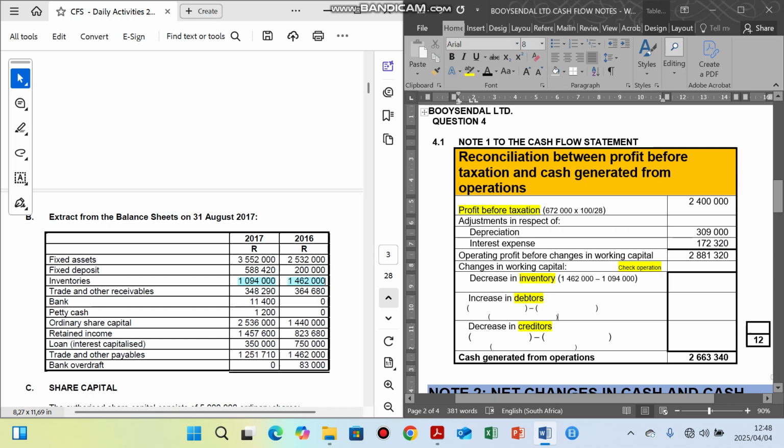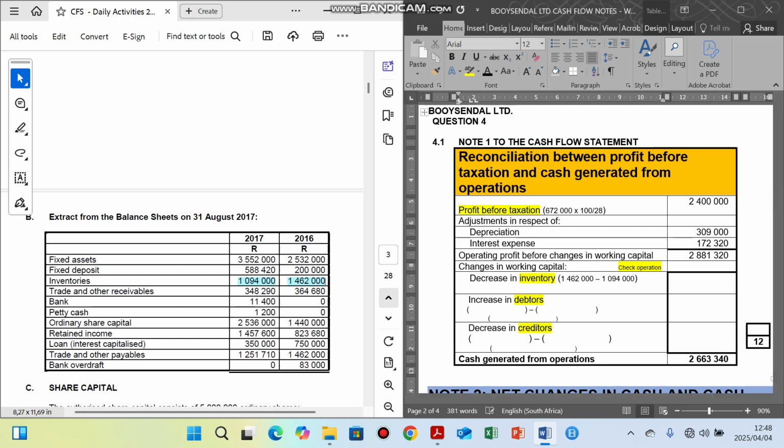Previous minus current. So I always advise learners to say, as you get it, remember that under inventory you go to say P minus C, so that you don't forget that. Then the amount that you are getting there is a positive 368,000.